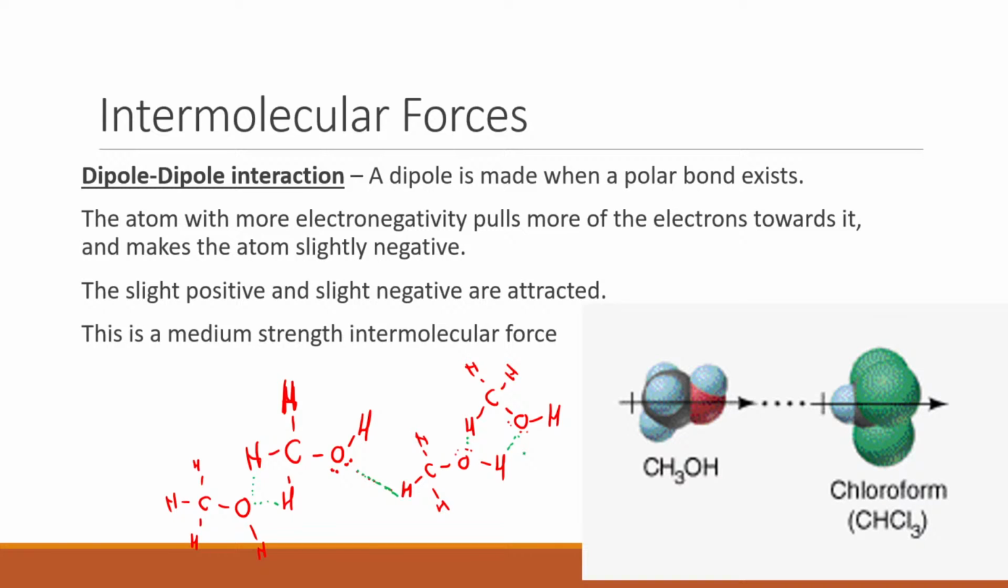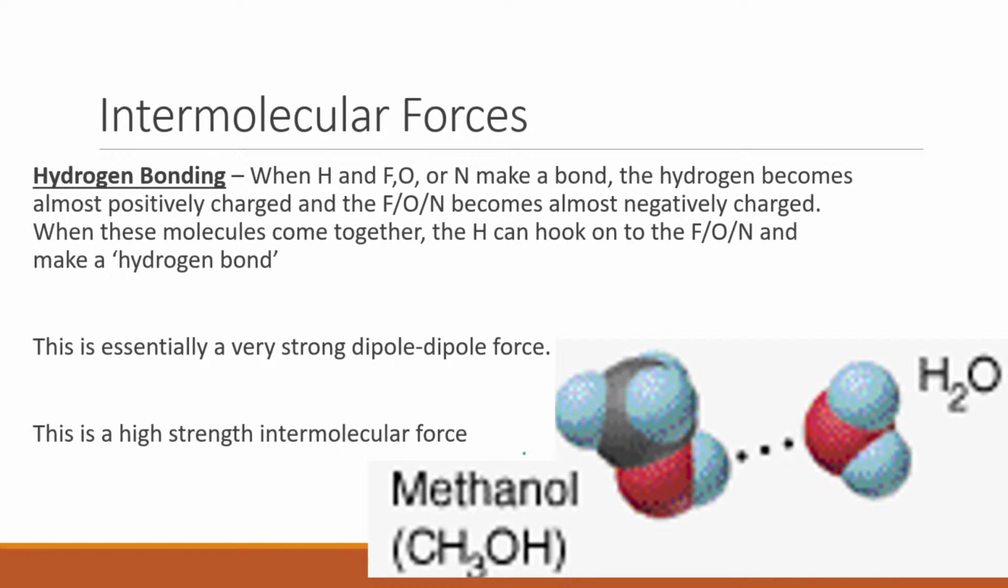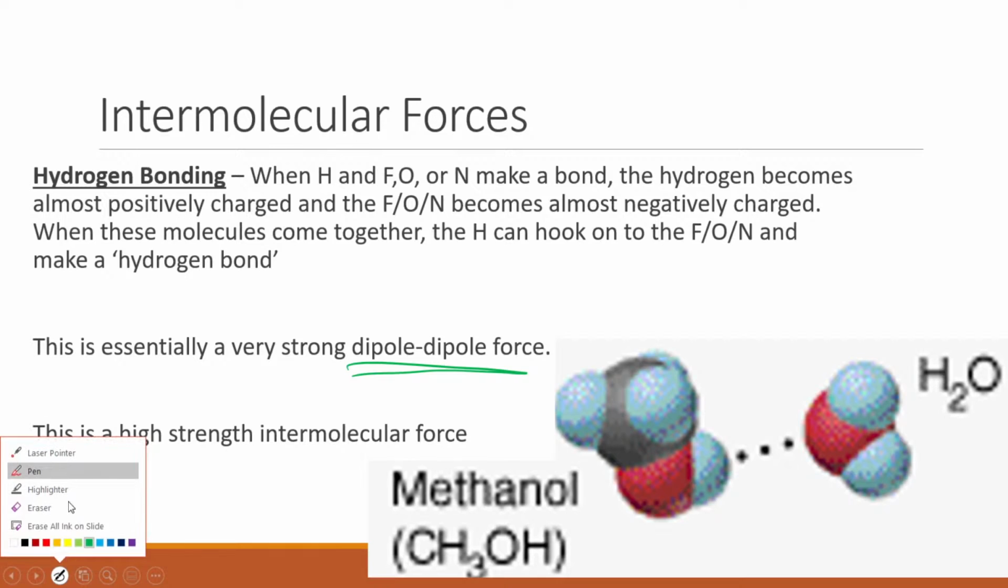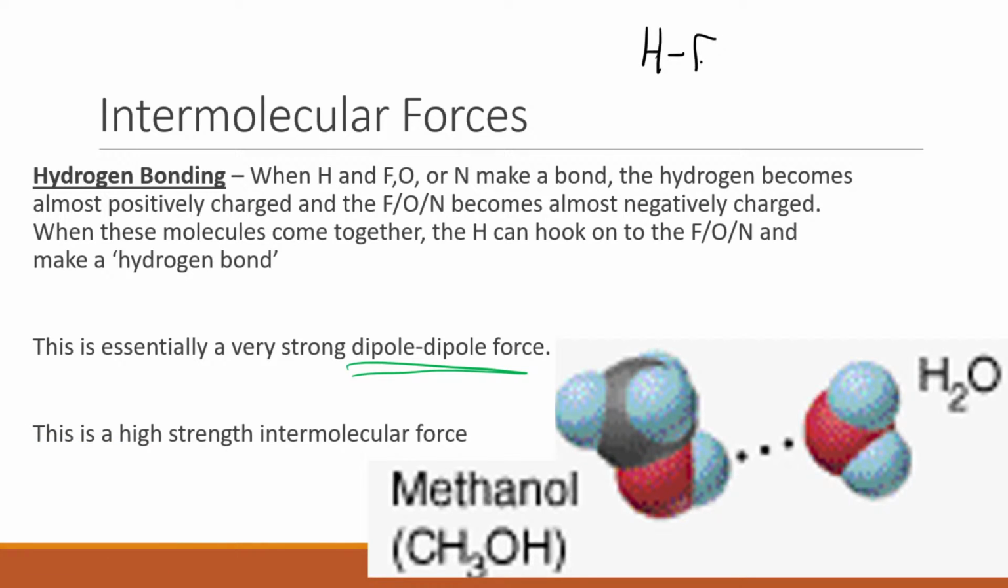When we look at hydrogen bonding, which is our strongest type of intermolecular force, we are looking at the same exact thing. We are still looking at a dipole-dipole force. We're just looking at the strongest three examples of a dipole-dipole force. And the strongest three examples are going to be H connected to F, H connected to O, and H connected to N.